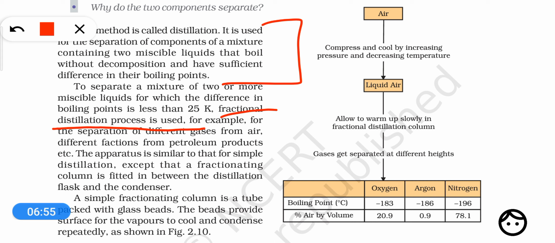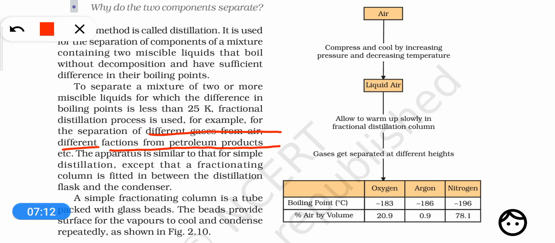Let us check. Actually, first of all, let us understand what are those liquids which are separated by the help of fractional distillation. Let's take a few examples. For example, separation of different gases from air and different fractions from petroleum products. So we have discussed in class here that petroleum is a crude oil and there are around 6-7 fractions, different substances which are separated from petroleum, right? So those fractions are separated by the help of fractional distillation.